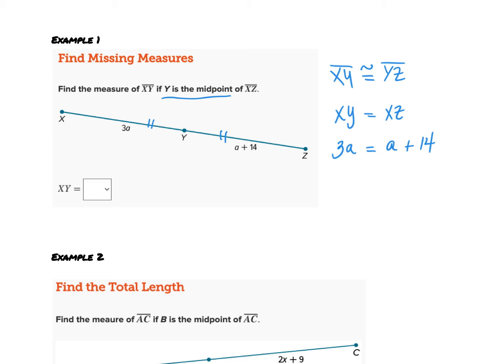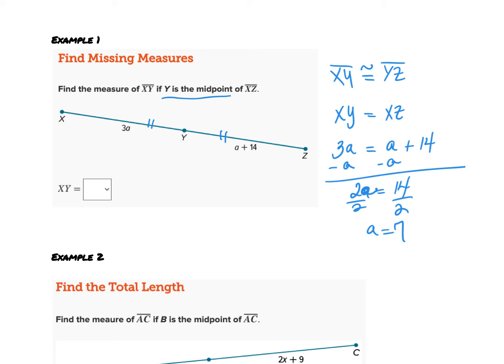Okay, so if the segments are congruent, therefore their expressions are also congruent. So subtract a from both sides. We get 2a equals 14. And I know it looks like a 9, not an A. Sorry about that. And then divide by 2. So A equals 7.